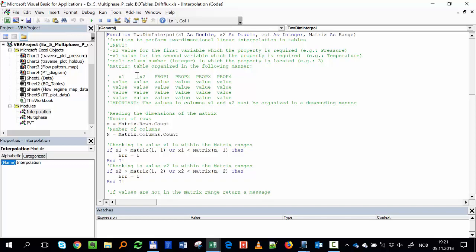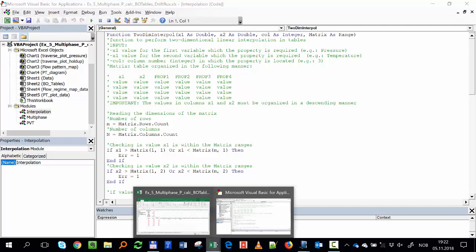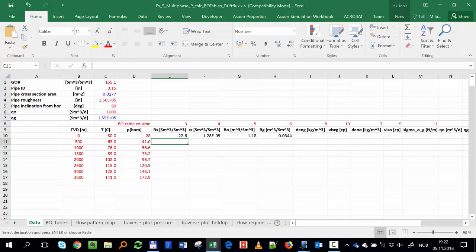So the column has to be 3 if you want the RS, 4 if you want the small rs, 5 if you want, I think it was BO, and 6 if you want the BG. Then you have to give the whole matrix without the header, just the numbers, the whole matrix. So let's go back and let's do it very carefully, extremely carefully.